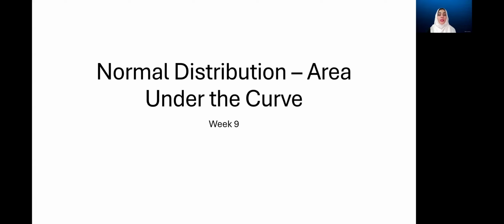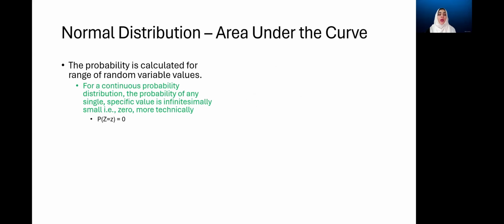In this video, we'll see how we can find the probability for a range of random variable values when it is following normal distribution. The probability is calculated for the range of random variable values when it is following a continuous distribution. And normal distribution is one example of continuous distributions.